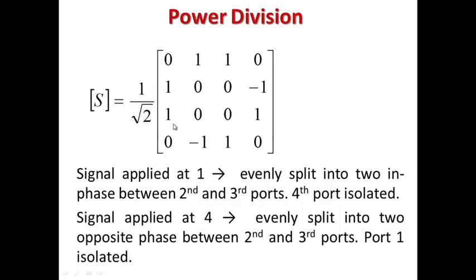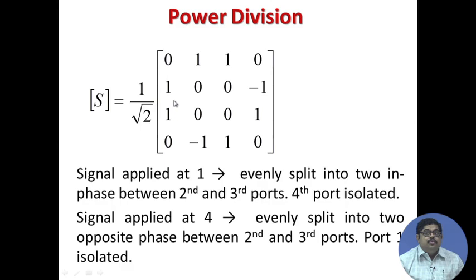Now, depending on your wish, if you give it at port 1, the 2 divided powers are at equal phase. If you give the power at port 4, they are at opposite phase. So, power division, but 2 types of power division you can get from here.